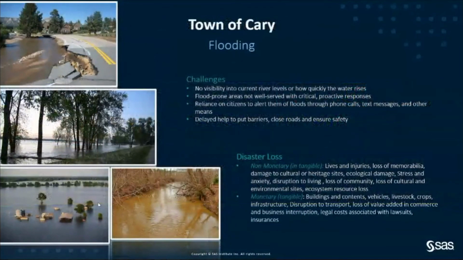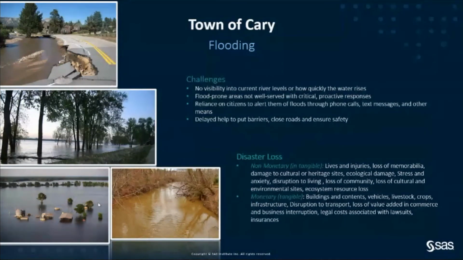So this is a project with the town of Cary in North Carolina in the US. The main problem was they have flooding every year. Now they have a solution, but prior to that it was impossible for them to know what the current river level was when it was raining, and how fast it could increase, how fast the water could rise.